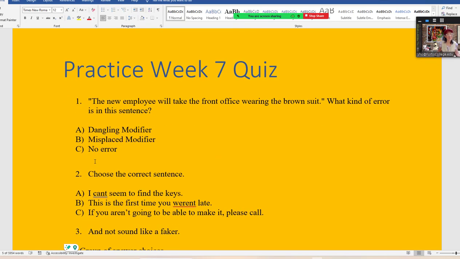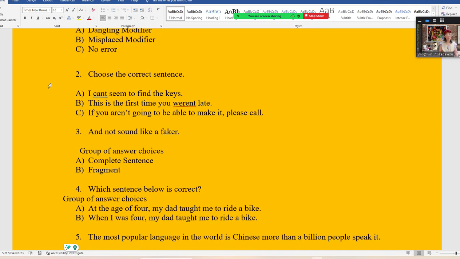Let's see how long you can remember all of this before everything leaks out. The new employee will take the front office wearing the brown suit. What kind of error is in this sentence? A, B, or C? Misplaced modifier? Excellent. Which is choose the correct sentence, A, B, or C?